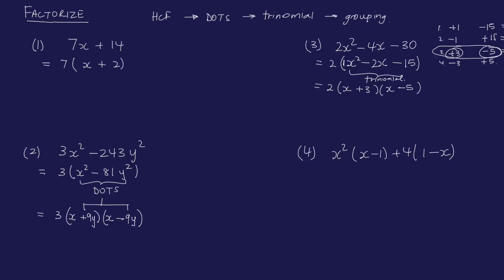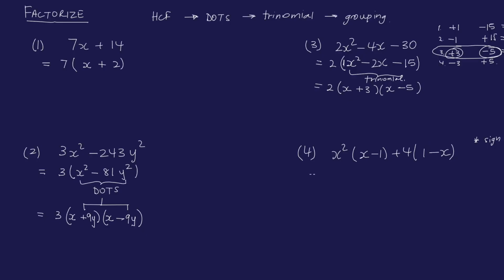However, for us to be able to group, we know that the brackets need to be the same. But in this case, we've got x minus 1, and here we've got 1 minus x. Because they are quite close, they are almost the same, we can do a sign swap or a sign change. What that basically means is, if we want to swap the order, then we must change the sign outside the bracket.